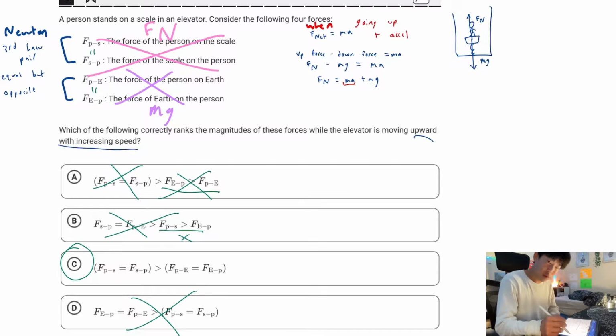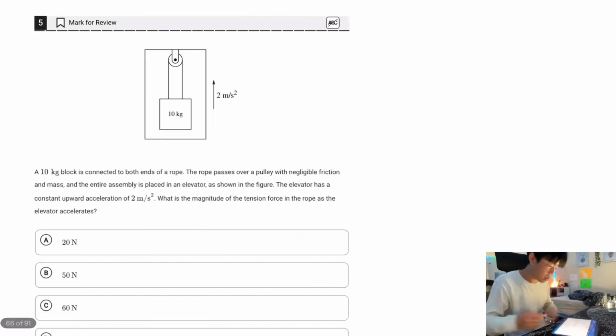Your normal force is always going to be greater than your weight when you're accelerating upwards. When you're accelerating upwards while going upwards, or you're accelerating downwards, or you're decelerating when you're going downwards. No, accelerating downwards when you're going downwards. Sorry, guys. Misinput.